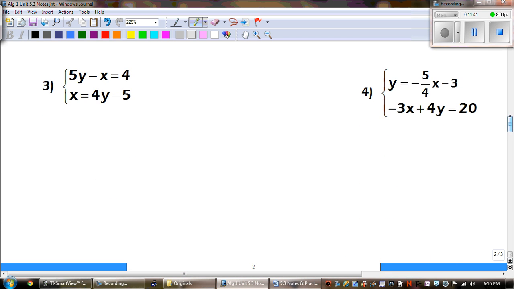Number 3. What variable is by itself? That's right, the x is by itself, so I need to put parentheses around the 4y minus 5. I want to see if you can do the next step by yourself. See if you can plug everything in. And that's it. We'll plug it in and then we'll solve together. Pause the video and good luck.